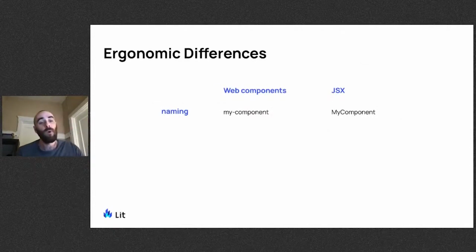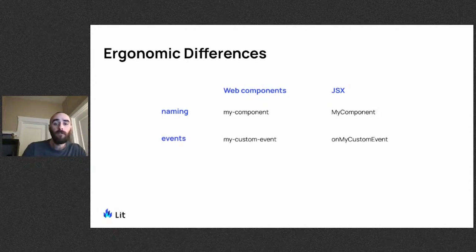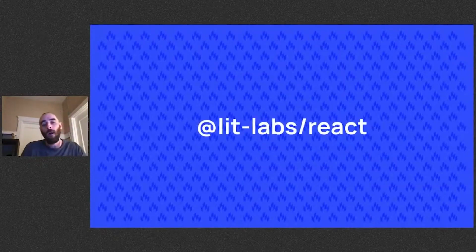Some of the main differences between web components and React components are ergonomic. So for the most part, you can pretty much discern the differences between camel case and kebab case. In web components, your tag name might be my-component, while in JSX, it's a camel case MyComponent. Same thing with events. And also in this package, you're able to choose a package that's not just React. You can also use Preact or other type of JSX module renders. So let's talk about the Lit Labs React package itself, though.